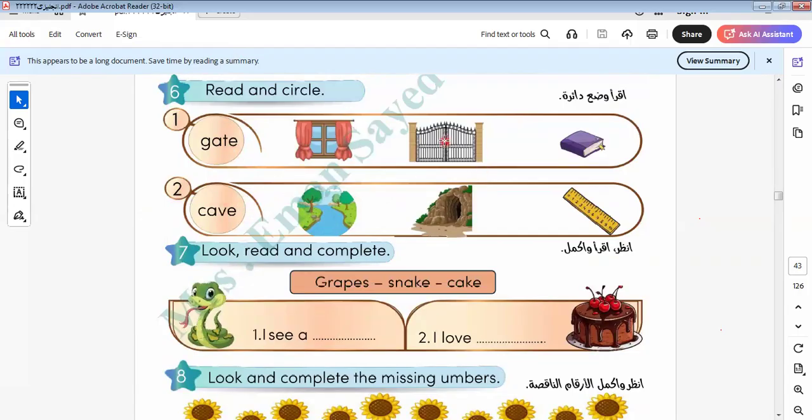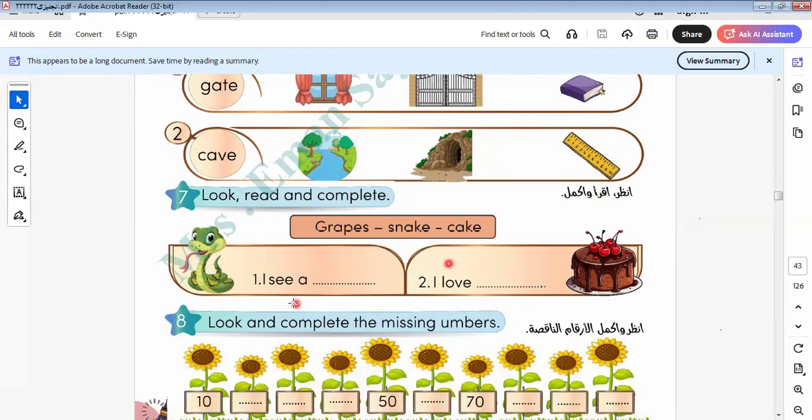Let's do this exercise together. Here is gate. Which one is gate? This one. Cave, which one? This one. Here I can see a snake, so I put snake here. I love cave. Let's go.